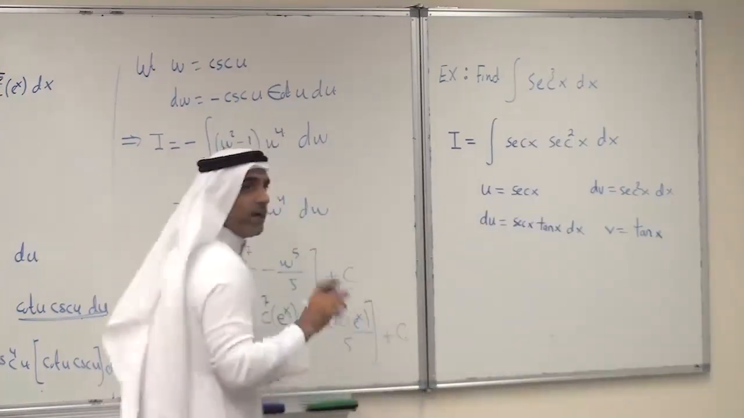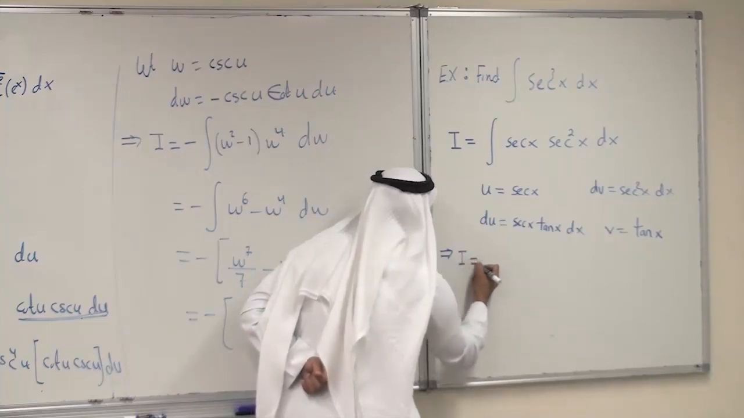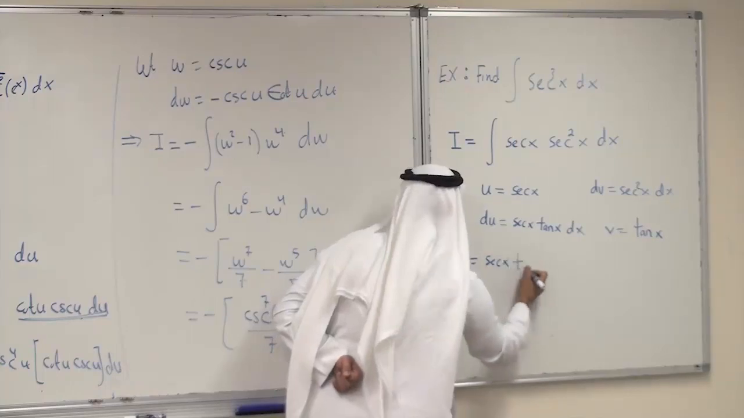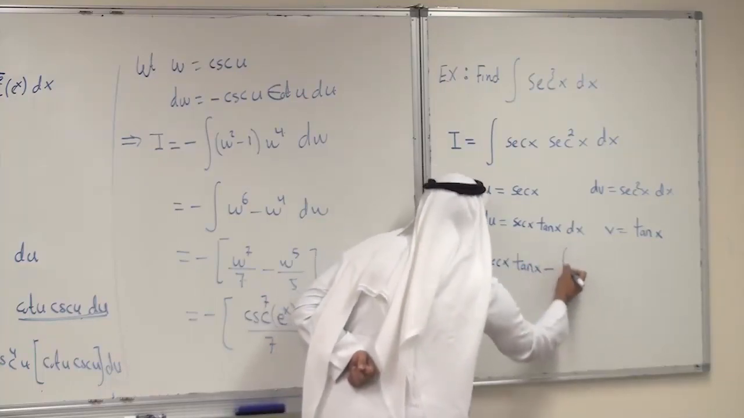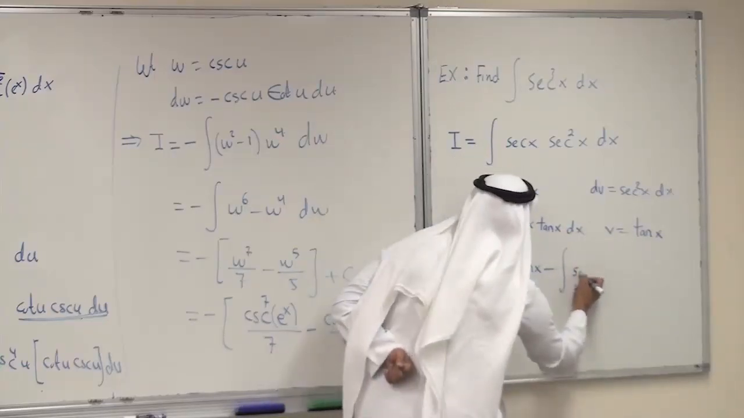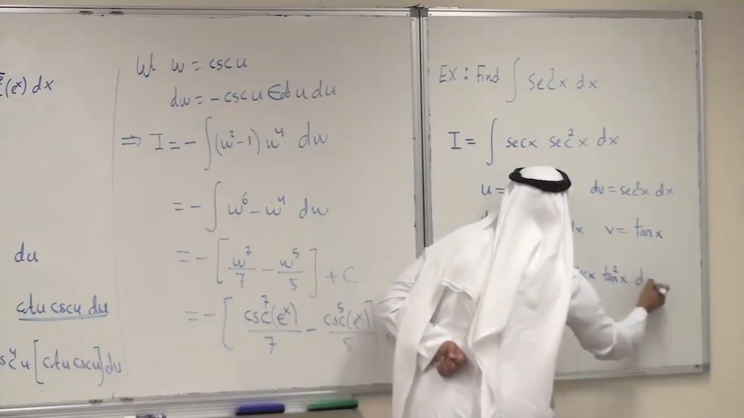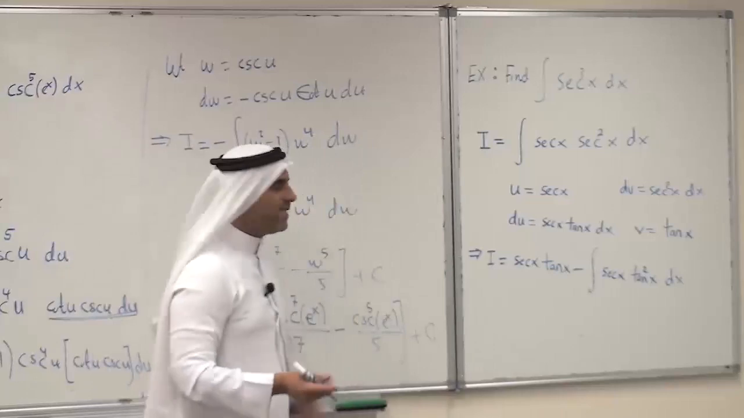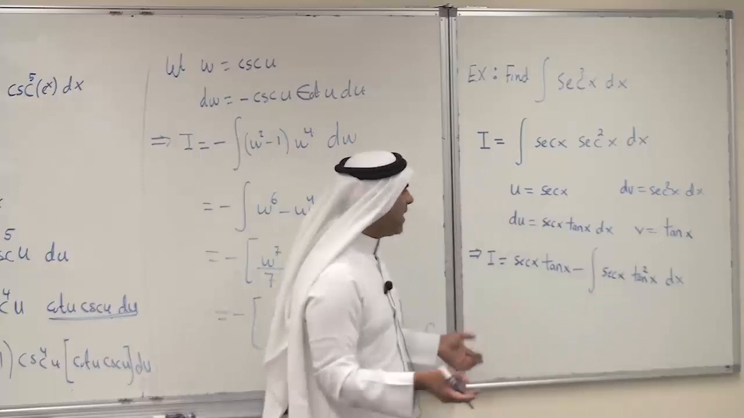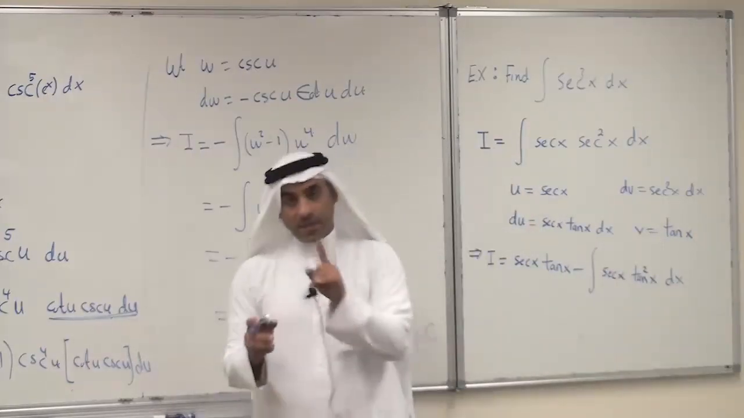Fine. If we are using integration by parts, look here. This integral I will be equal to uv, that is secant of x tangent of x, minus the integral of v du. v du will give me secant of x tangent squared of x dx. Interesting. What is the benefit now? We end up with another integral, which is not one of the cases we did. It is neither an odd power of tangent, nor an even power of secant. But now this is very interesting.